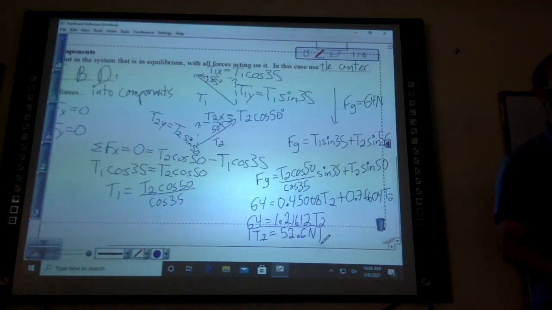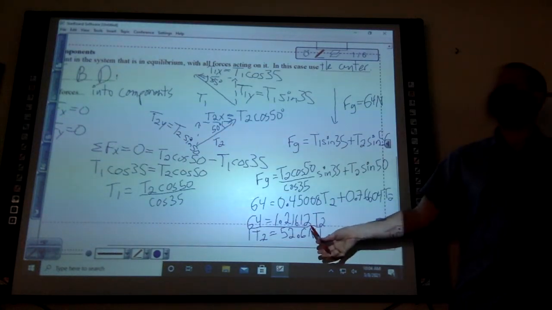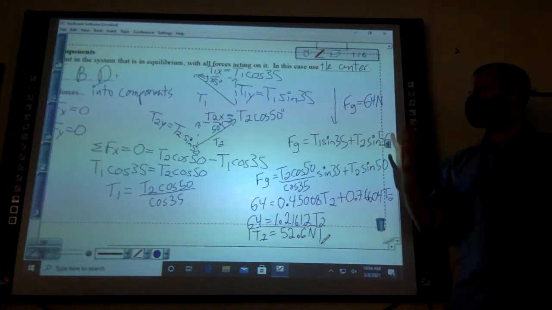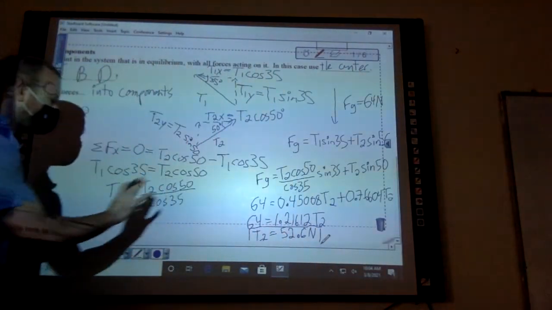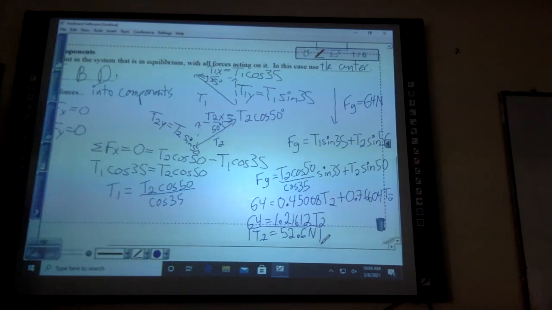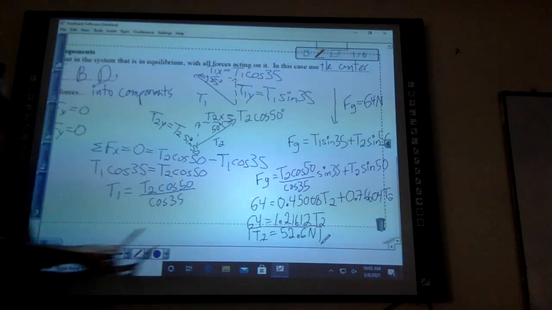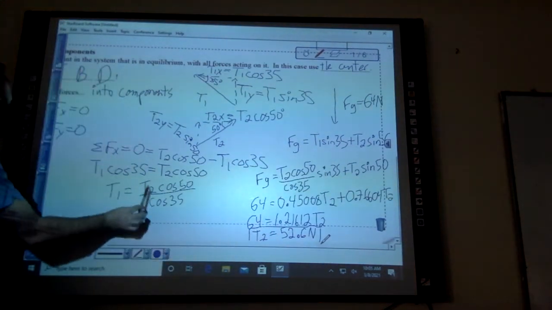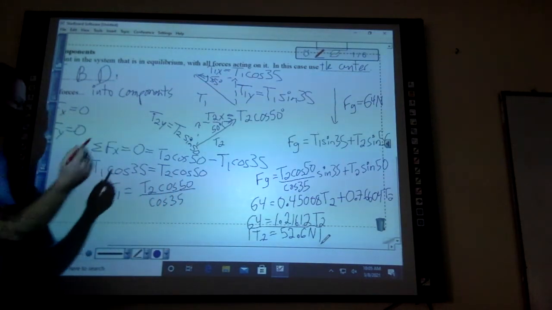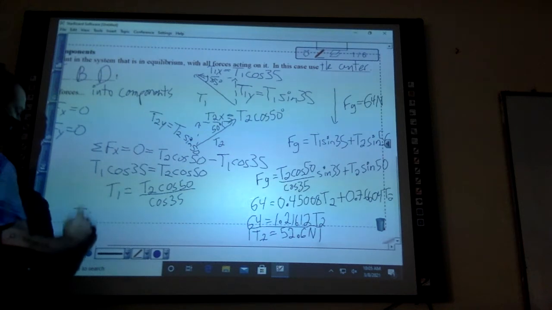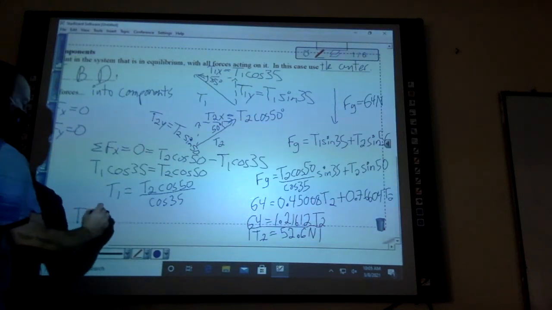Am I done? Plug the T2 back into the equation and solve for T1. You were asked to solve for T1 and T2. I've only solved for T2. I need to solve the other. But this is the easy part. I have T2 times cos 50 divided by cos 35. Easy. So just plug that back in.